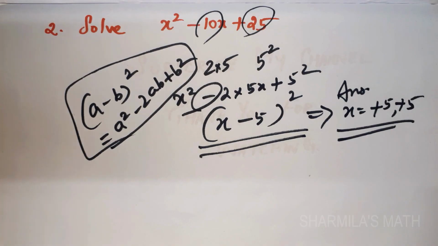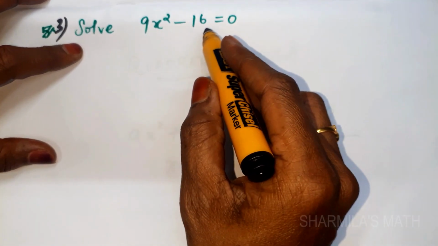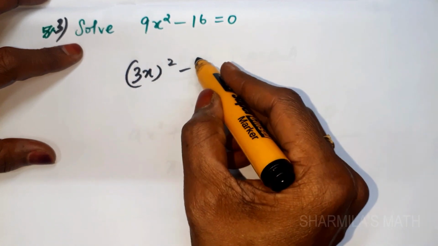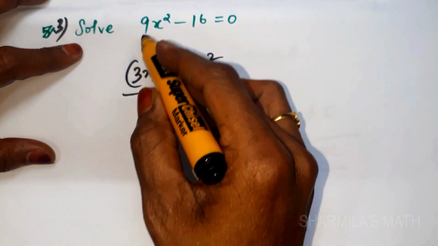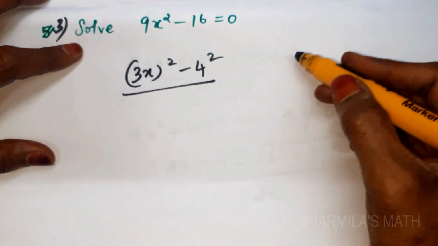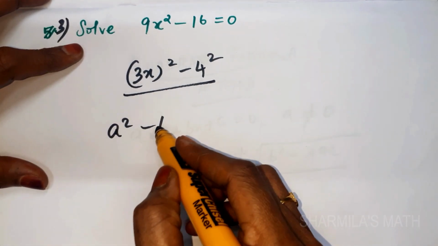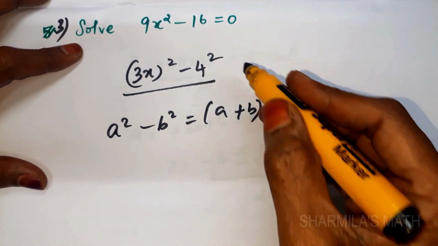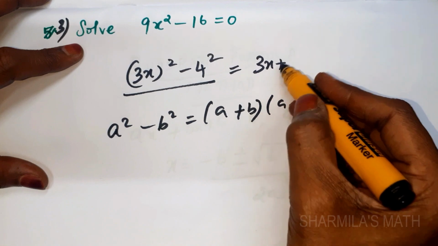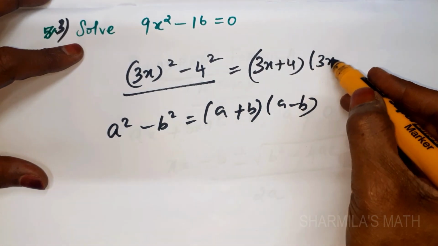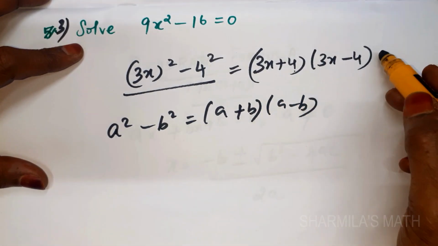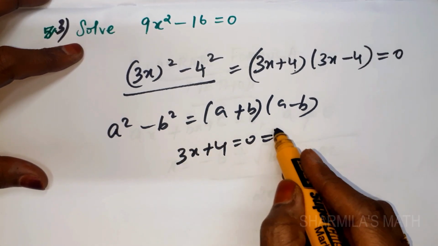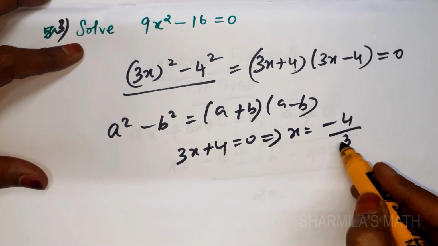Is it clear? The third problem is 9x squared minus 16. This we can rewrite as (3x) the whole squared minus 4 squared. See, (3x) the whole squared is 9x squared, 4 squared is 16. So already we know the formula: a squared minus b squared is equal to (a plus b) into (a minus b). Using this, we can rewrite this as (3x plus 4) into (3x minus 4). (3x plus 4) into (3x minus 4) equal to 0 means 3x plus 4 equal to 0, which implies x is equal to minus 4 by 3.